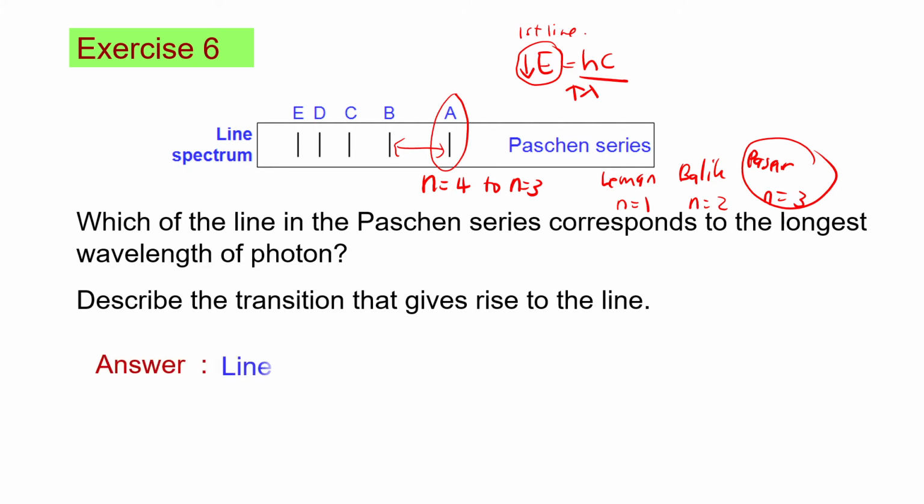So the answer is line A because it wants the longest wavelength, because it is the lowest energy. Then the transition refers to 4 to 3.